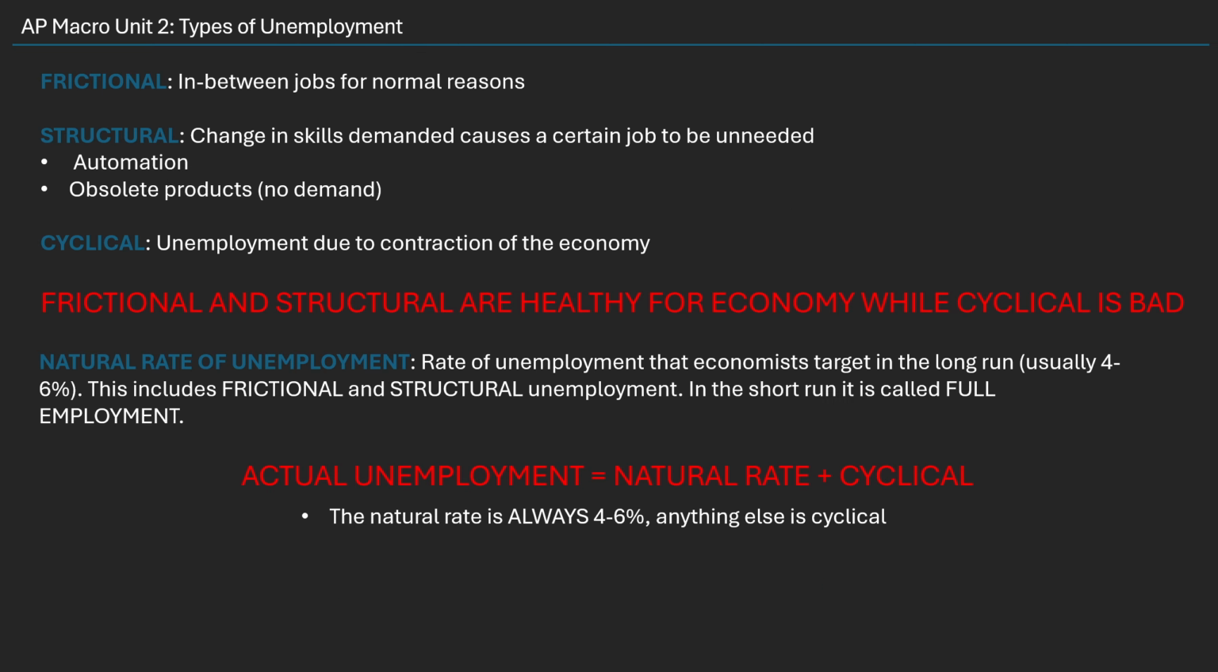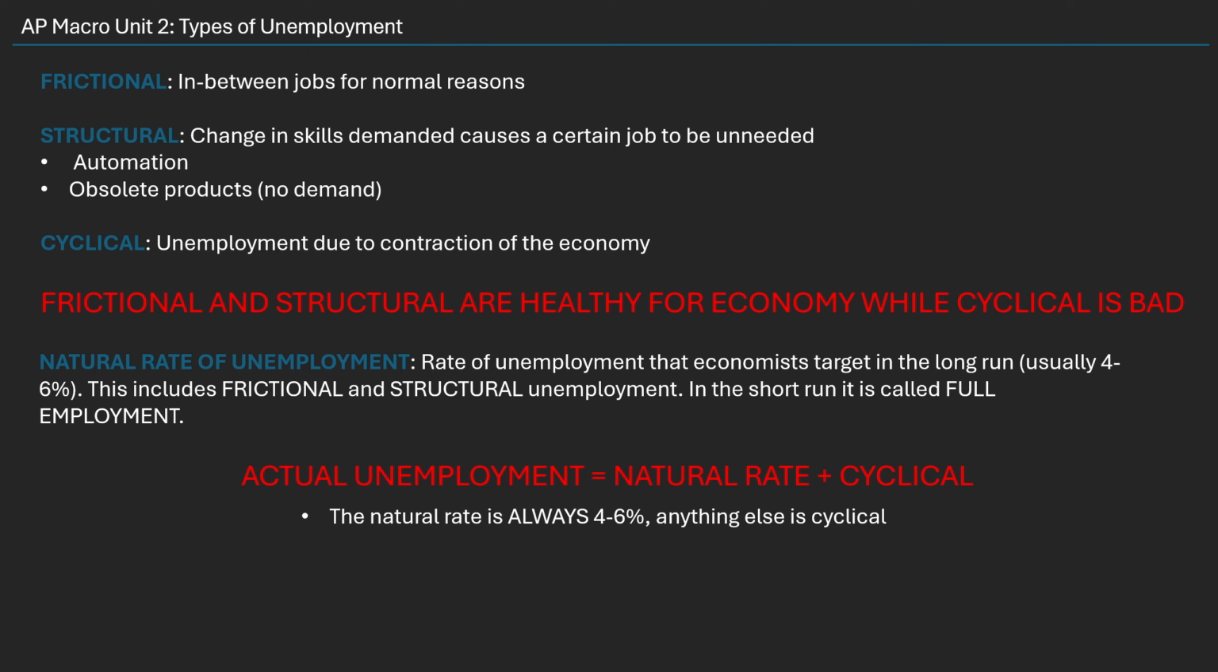There are 3 types of unemployment that you have to know. Frictional, which is just when someone's in between jobs for normal reasons. Either they got laid off or they're looking for a new job. Structural, which is when there's a change in skills demanded, which causes a job to be unneeded, like AI automating certain industries. Or cyclical unemployment, which is unemployment due to a contraction in the economy. Frictional and structural unemployment are healthy for an economy and are expected, while cyclical is bad for the economy.